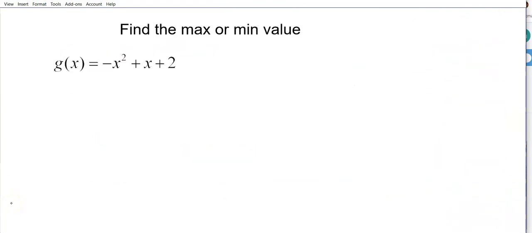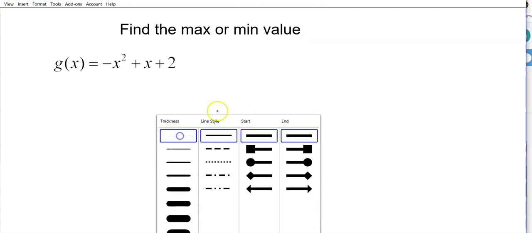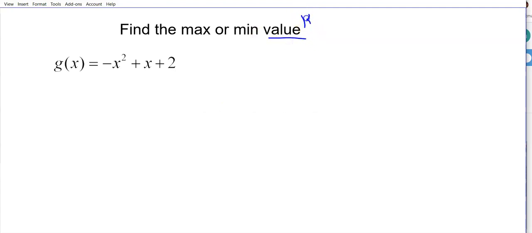Find the max or min value. So that means find the k value. When you see the word value there, that definitely means we're finding the k value. So that means trying to find k. Well, the fastest way to do that, we just kind of did that, right? H and k, use the two-step method. So h equals the opposite of b, opposite of 1, over 2 times -1 in this case, which is +1/2. So h is +1/2.